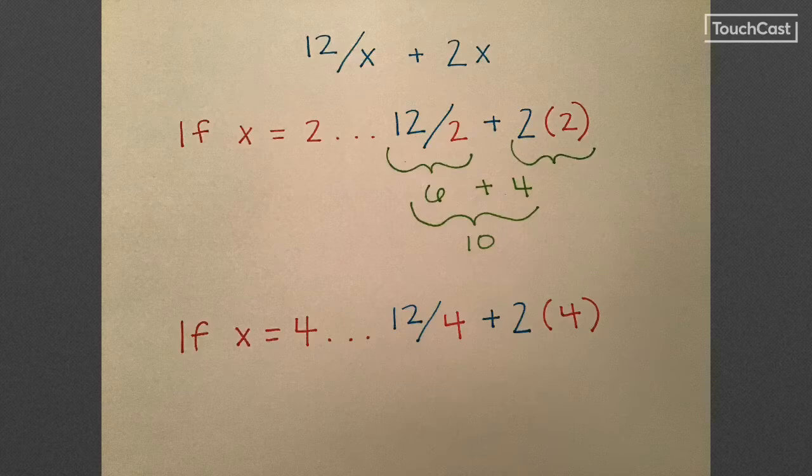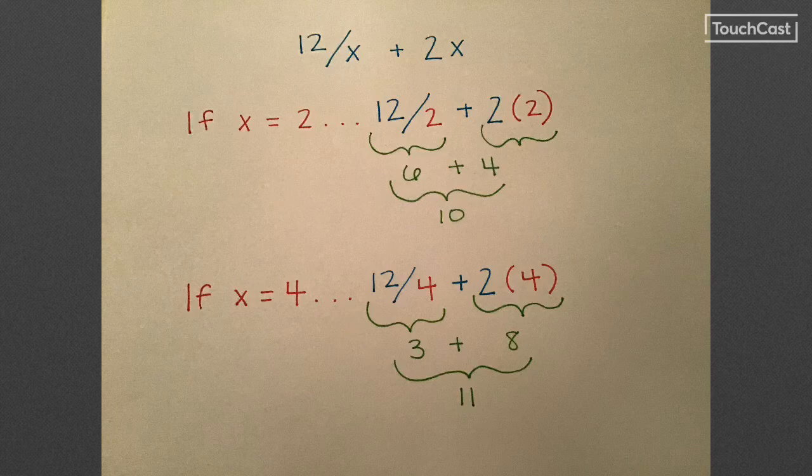Now what if x equals 4? My equation should now say 12 divided by 4 plus 2 times 4. I want you to think, do you think the answer is going to get bigger or smaller? And if so, by how much? Pause the video here to solve the problem.